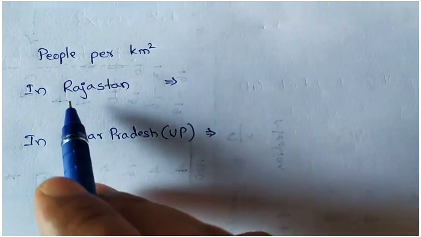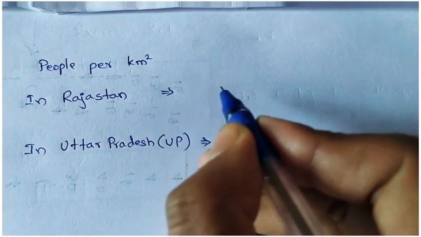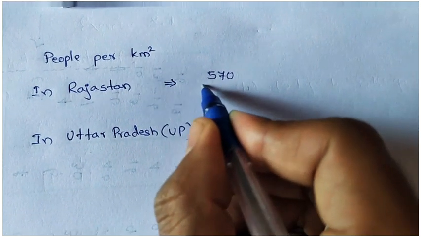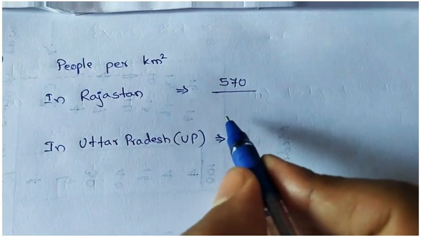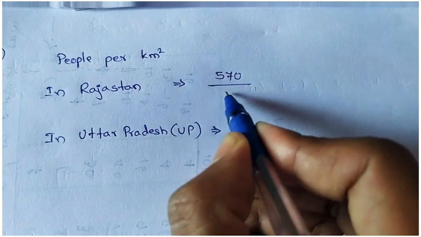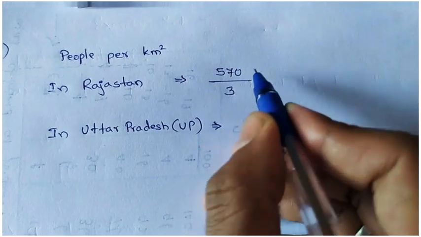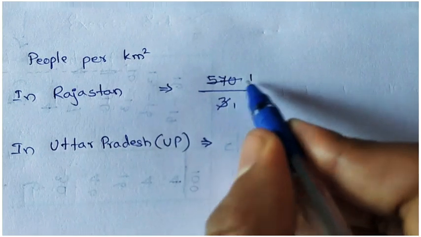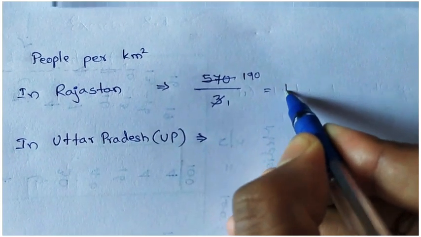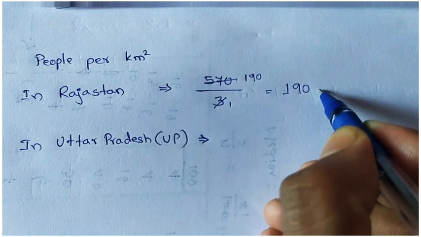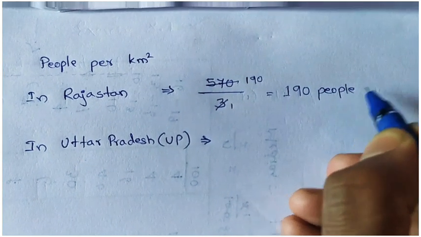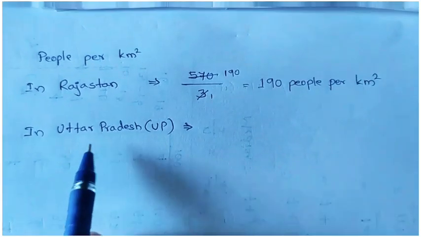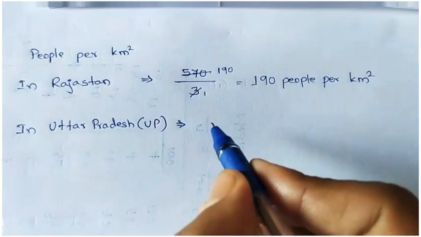People per kilometer square in Rajasthan. How many people are there? 570 lakhs. And how much kilometer square area is there? It will be 3 lakh kilometer square. So now divide it by 3, 3 ones are 3 and remaining 2, it will be 190. So here we will get 190 people per kilometer square. Now in Uttar Pradesh, meaning UP, how many people are there?